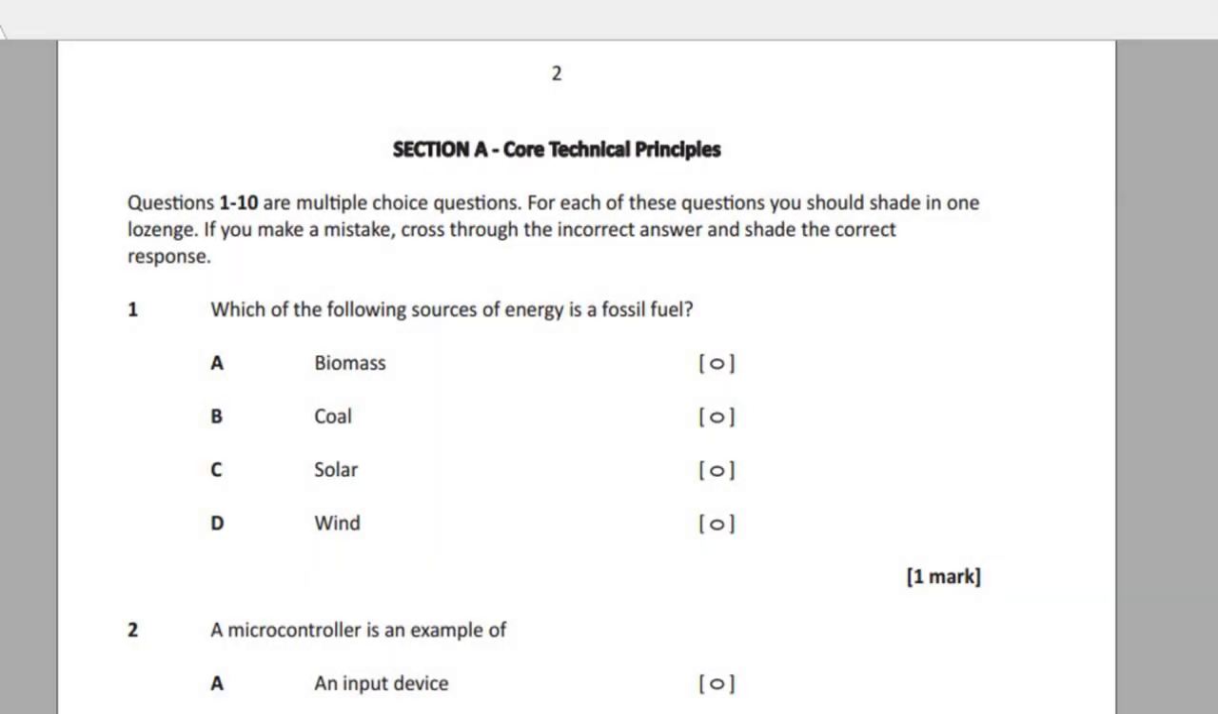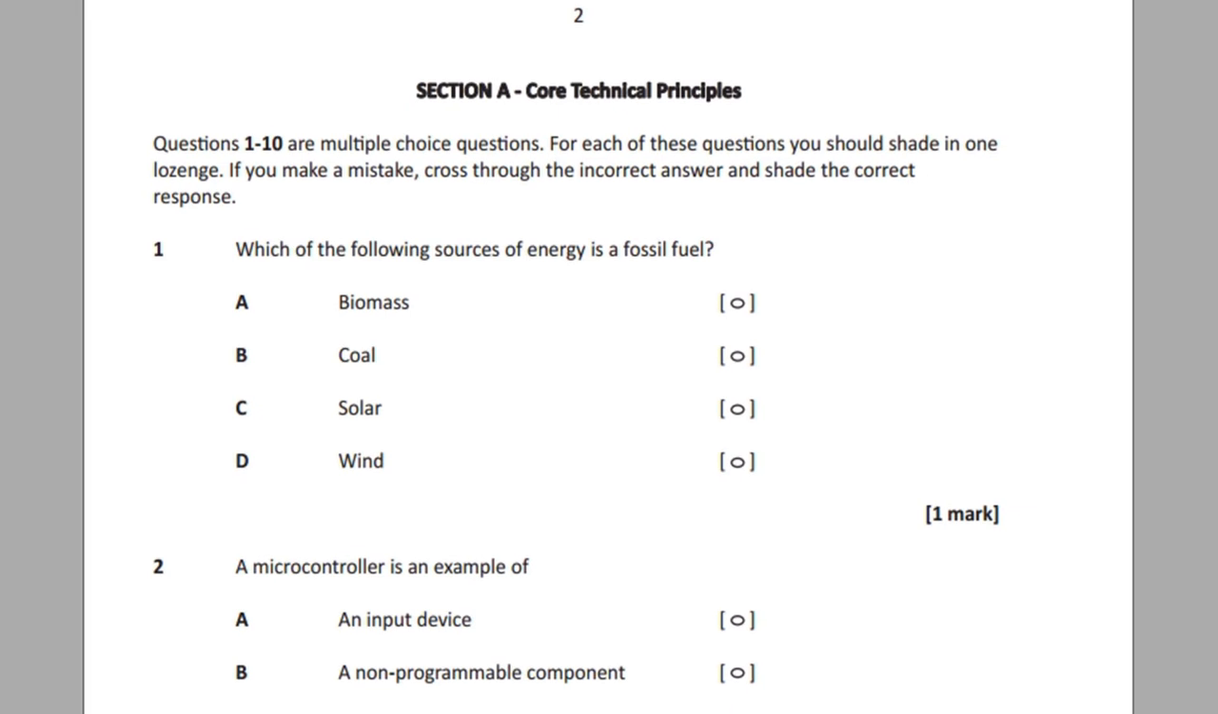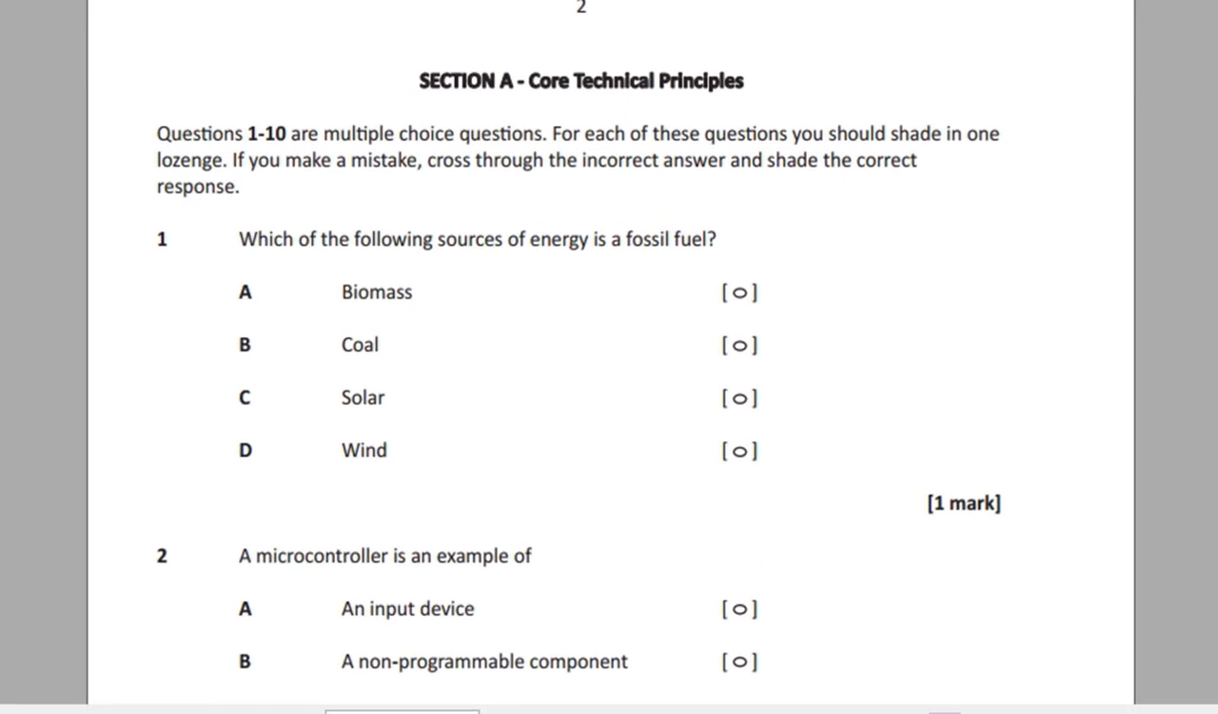Okay, so this is the first of 3 parts for our Talking Mock videos. This first section refers to Section A of the Core Technical Principles part of the exam. In this section, you have to answer 10 multiple choice questions. There's only one correct answer. So I'm going to talk you through how I would actually attack this exam paper.